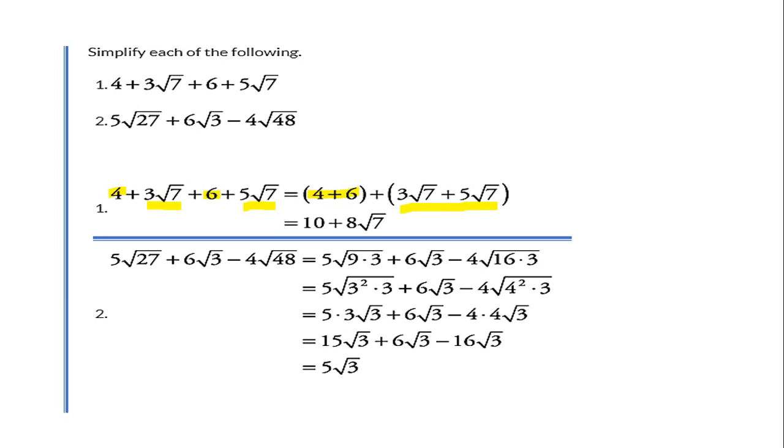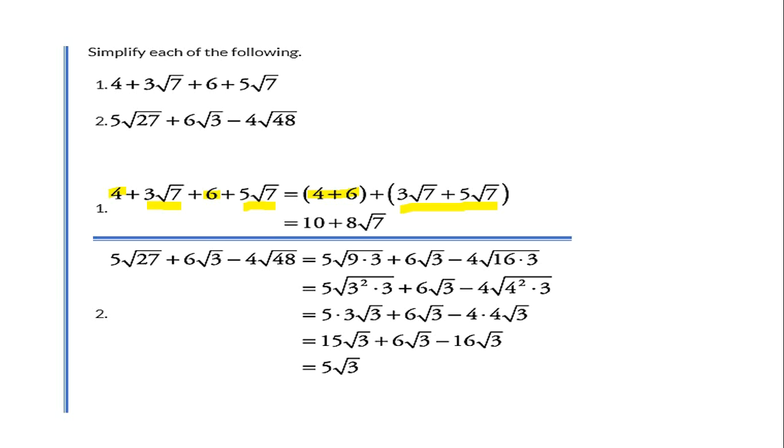Again, we don't add the radicals, we add the coefficients of the radicals. Can we add more? Can we simplify more? Of course not, because 10 doesn't have radical 7. So this is the final simplified answer.